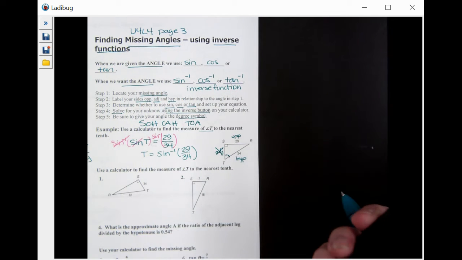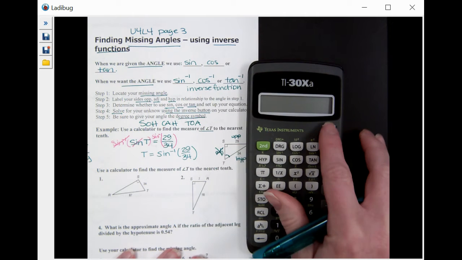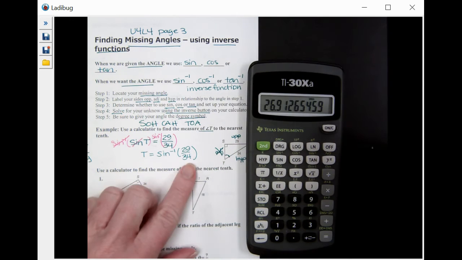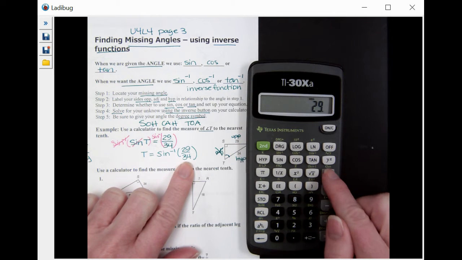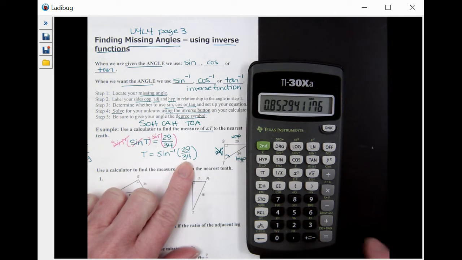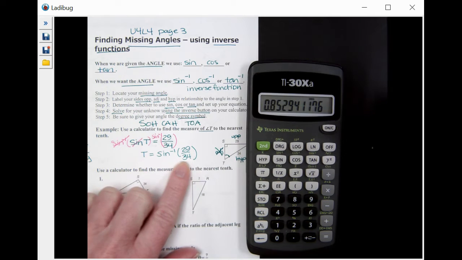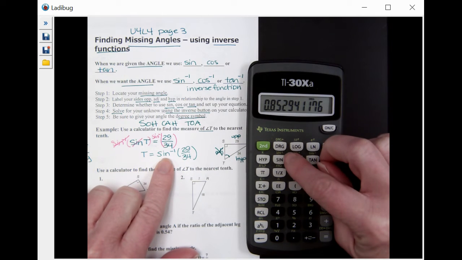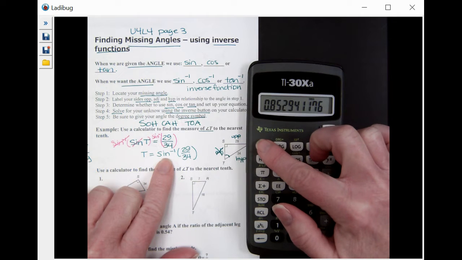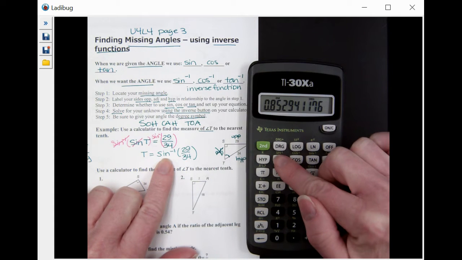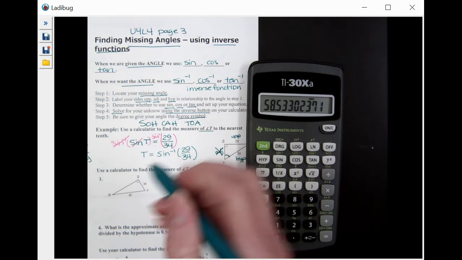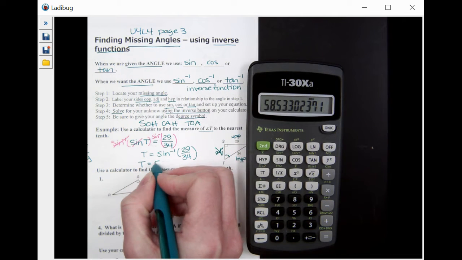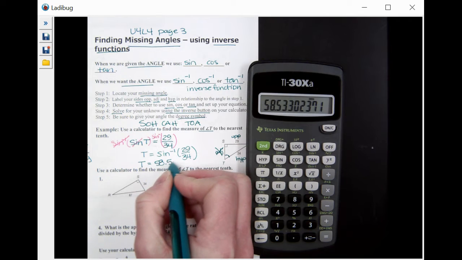It depends on which calculator you're using. If you're using this style or your phone, you're going to have to divide your numbers first. So 29 divided by 34, really important, equals. And now I want to do sine inverse. It's in green above sine, so let's touch our second button and then the sine button, and I'm going to get 58.53. So my angle T is equal to 58.5 or 58.53 degrees.